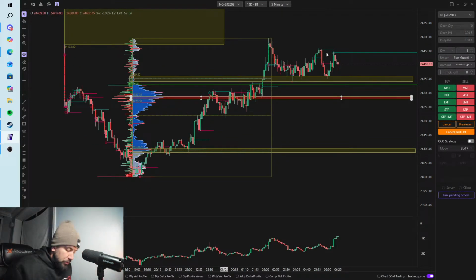So now we're just going to have to wait, guys. This is going to be the boring part, waiting for the market to open. But once we start to open, we'll see how far down it closes. We're going to keep these areas as reference points.